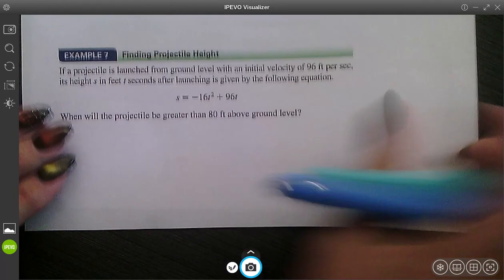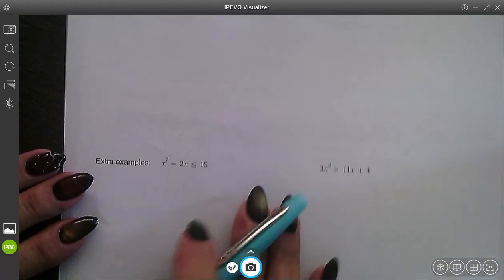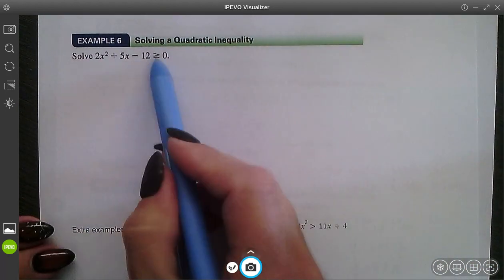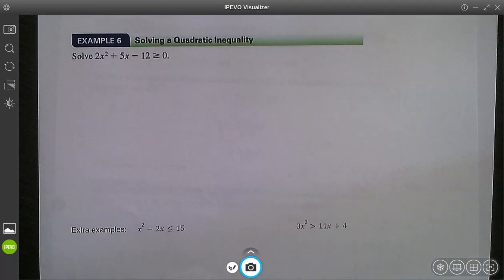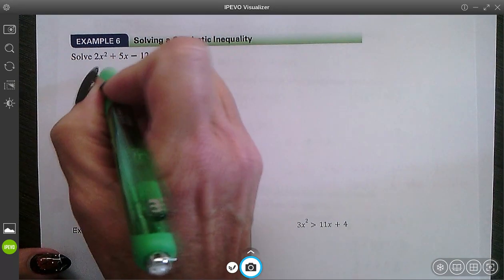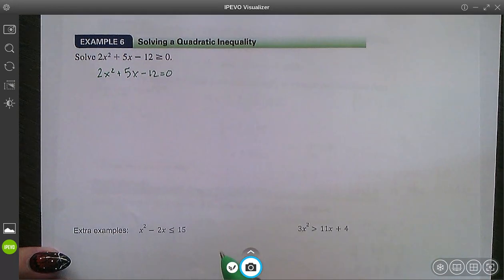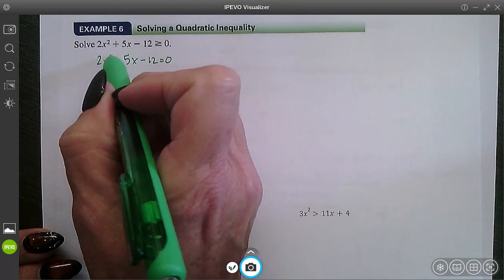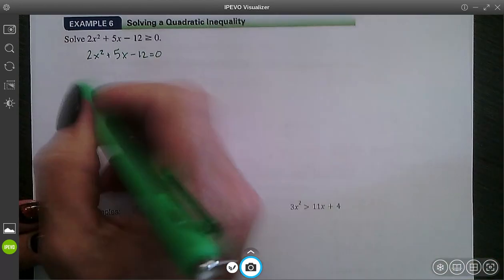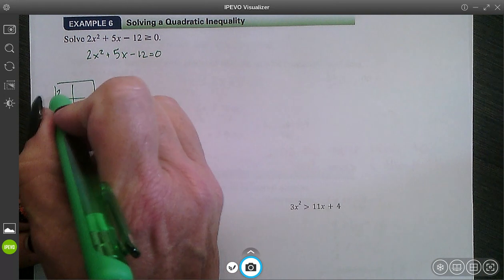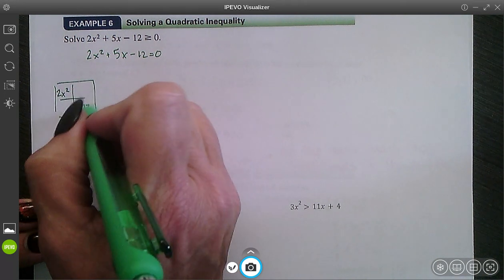I have a few more examples for us here. 2x squared plus 5x minus 12 is greater than or equal to 0. So I'm going to start by replacing the inequality with an equal sign. 2x squared plus 5x minus 12 equals 0. I am going to either factor that or use quadratic formula. I'm going to box factor it. I'm actually going to have to write this one out because I'm not sure how it factors.